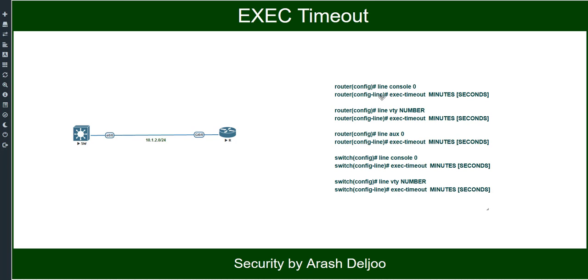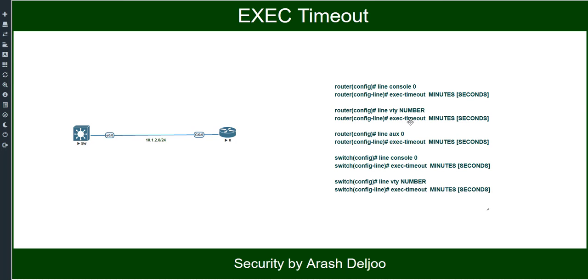Let me show you. It is so easy. If you want to configure exec-timeout for line console users, or console users, you need to configure this command under the line console. If you want to configure exec-timeout for VTY users, meaning Telnet and SSH users, you need to configure this command under the line VTY.